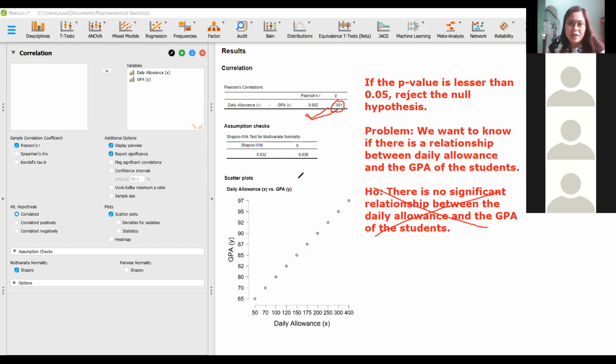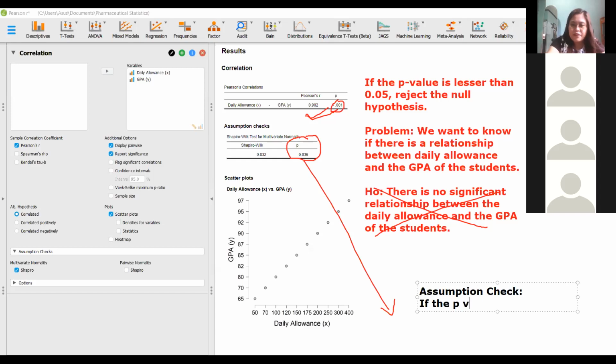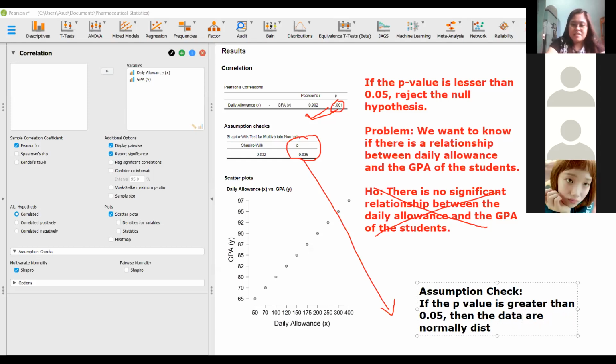Okay? So na lang nato nakita nga problem with our normality check kasi actually our data is not normally distributed. So as you can see, when we do the assumption check, it's 0.036. How do we interpret assumption checks? Remember, if the p-value for the assumption check is greater than 0.05, then the data are normally distributed. Okay, naa tay nakita nga something wrong with what we did. Kasi it's 0.036, it's lesser than 0.05. And it means na ang na-collect nato nga data is not normally distributed.